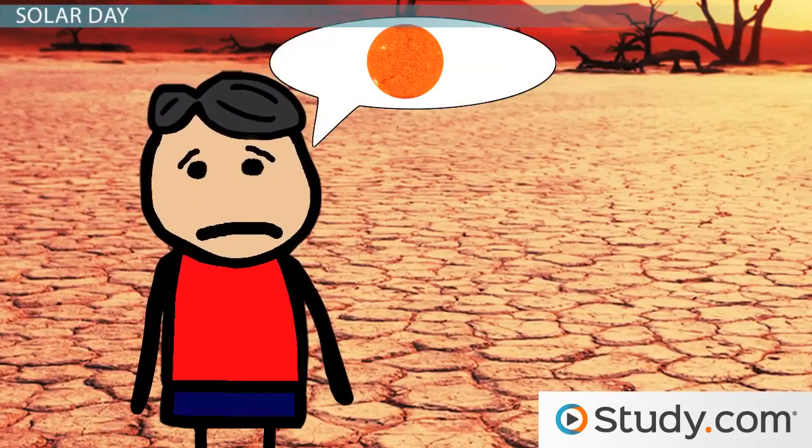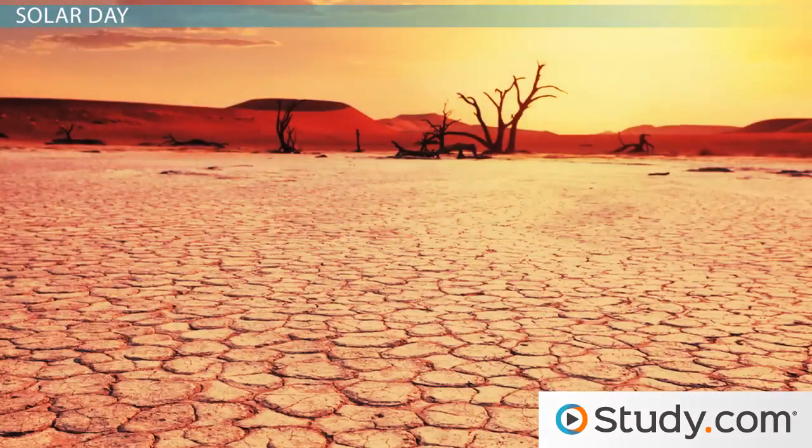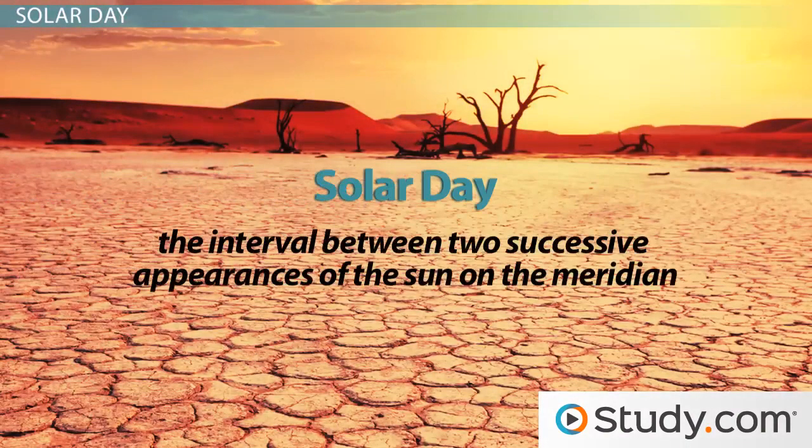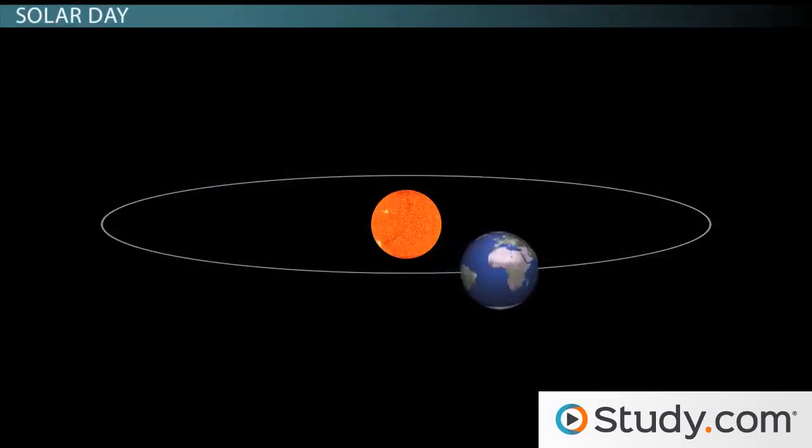The sun, but of course the sun. One of the fundamental units of time, one day, is related to the motion of the sun. It's called a solar day, the interval between two successive appearances of the sun on the meridian. Using the system of latitude and longitude on Earth, the meridian is like a line of longitude. In more simple terms, the solar day is a measure of the period of Earth's rotation relative to the sun.